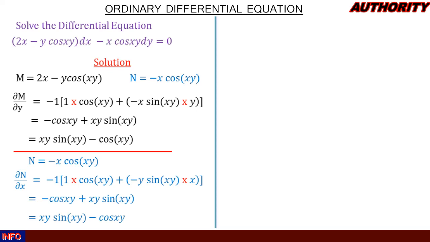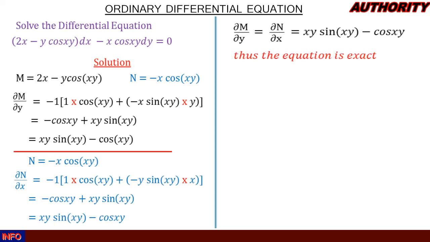Okay, good. Now look at it. We have found the partial derivative of m with respect to y and the partial derivative of n with respect to x, and it happens to give us the same value. Okay, so here we conclude and say that this differential equation is exact equation. All right, good. Now we can go ahead and solve this using the method of exact equation.